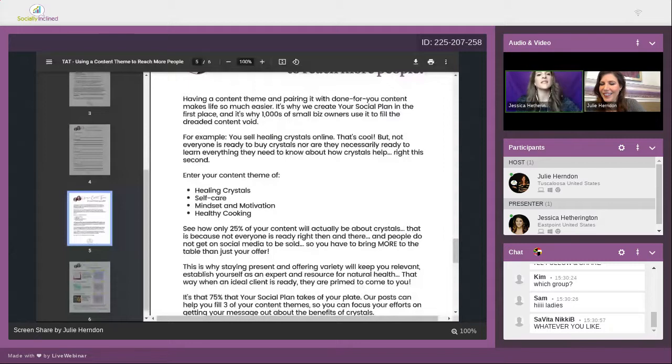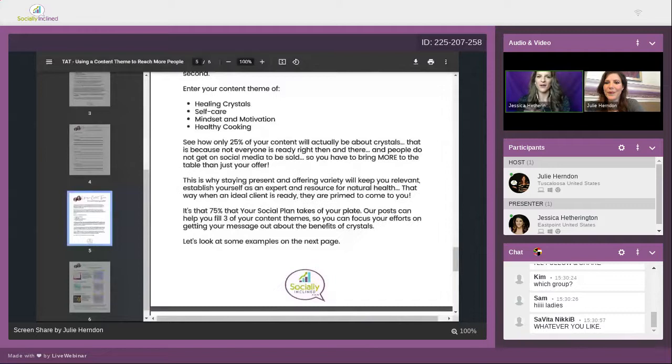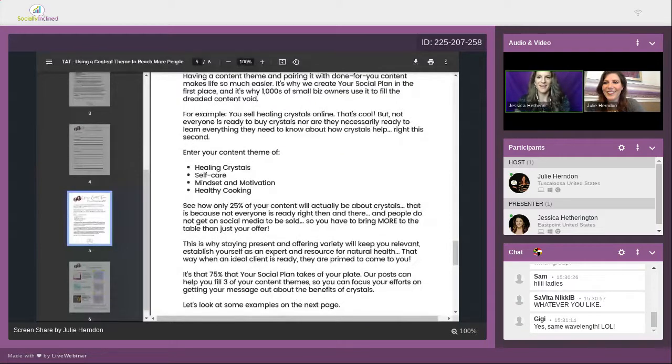Perfect. So I think this is kind of what I was just talking about. And I use this example because, wait, are you going to leave it there? I will. Yeah. Okay. So the first time that we had someone come to us and say, I sell healing crystals, none of your content is about crystals. I don't think it will work for me.